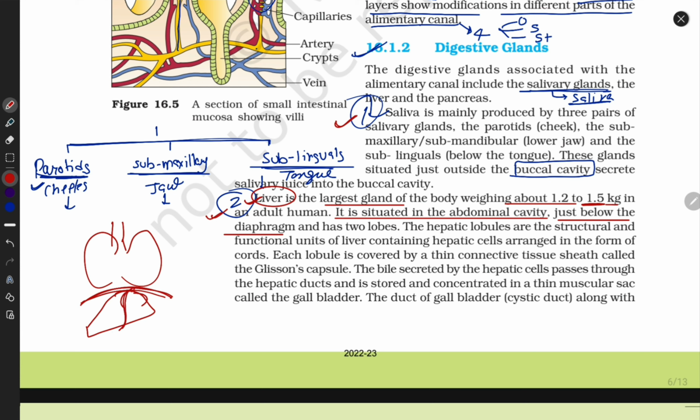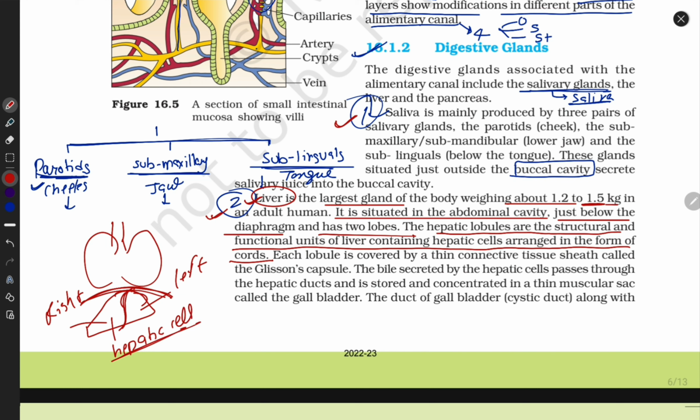This is a bilobed structure, okay. Let's move further. It has 2 lobes, this is the left lobe and this is the right lobe. The hepatic lobules are the structural and functional unit of the liver, containing hepatic cells arranged in the form of cords. It means the liver is made up of hepatic cells, and these are its structural and functional unit. Now each lobule is covered by a thin connective tissue sheet, which we call Glisson's capsule.